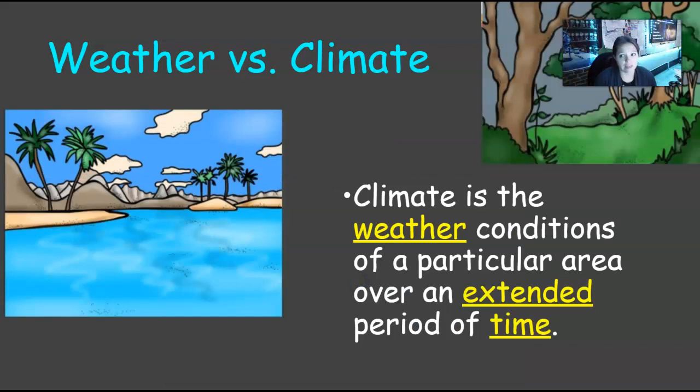Whereas you have climate. Climate is the weather conditions of a particular area over an extended period of time. So like ours is continental polar type, temperate climate, which means it changes from cold to warm, warm to cold. Or you could have something like the tropics. Tropics is a climate. It's the type of weather they typically have in that area.